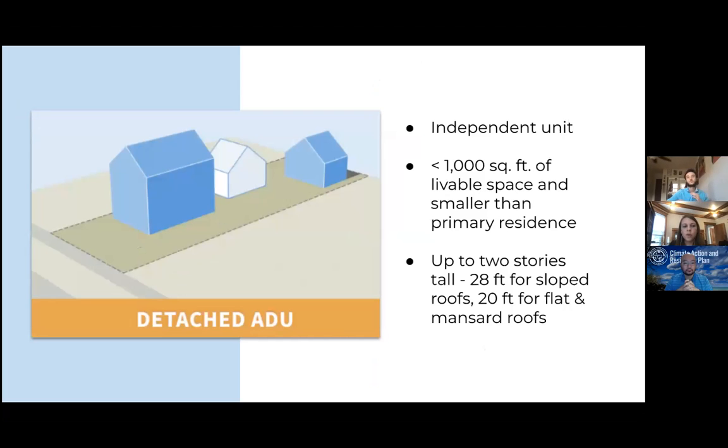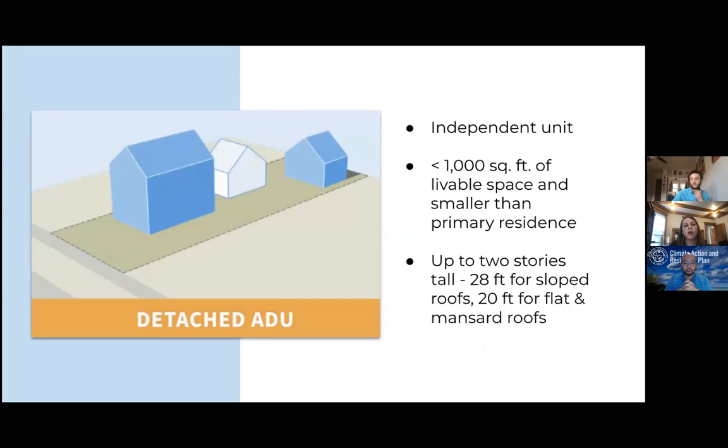Okay, so the first type we're going to discuss tonight is the detached ADU. These are independent from your primary residence, so they are separate structures without parking. They have to be less than 1,000 square feet of livable space, smaller than your primary residence, and they can be up to 2 stories tall.